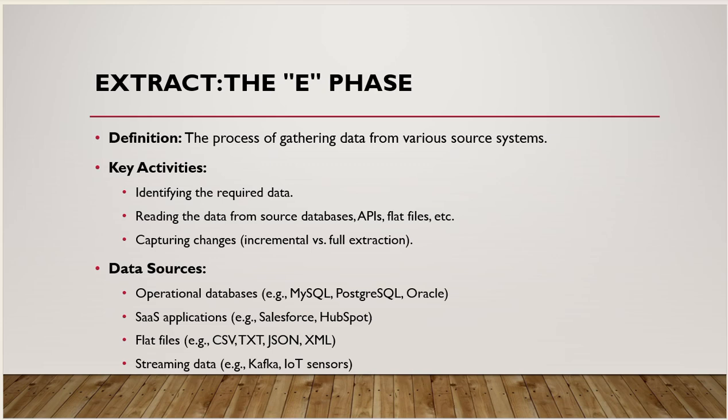So the sources of data in the E phase are operational databases like MySQL, PostgreSQL, and Oracle, SaaS applications like Salesforce and HubSpot. We also upload flat files like CSV, TXT, JSON, and XML. These are the flat files we extract from the source data, apply the transformation logic on that data, and upload to the destination data warehouse. And then streaming data like Kafka and IoT sensors. So let's move on to the next slide.